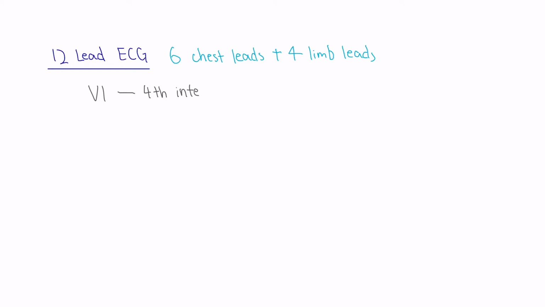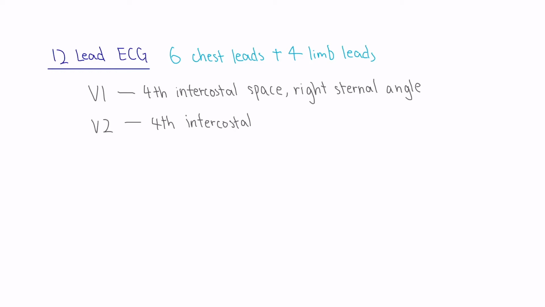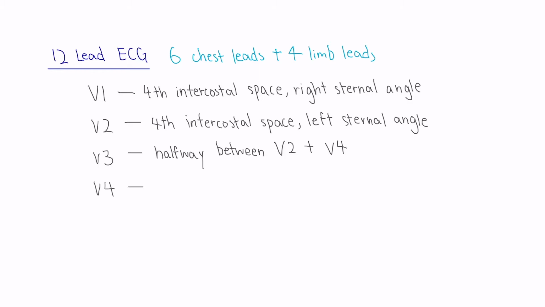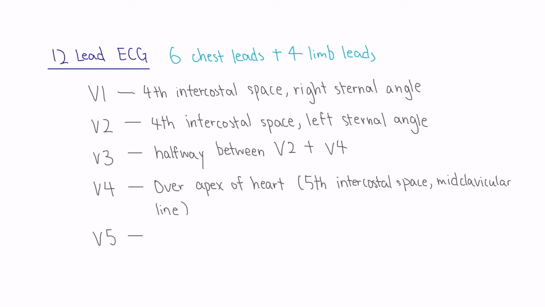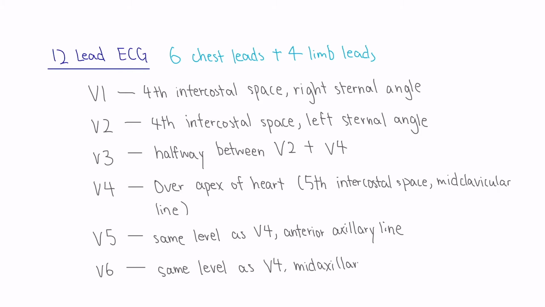V1, 4th intercostal space, right sternal angle. V2, 4th intercostal space, left sternal angle. V3, halfway between V2 and V4. V4, over the apex of the heart, 5th intercostal space, mid-clavicular line. V5, same level as V4, anterior axillary line. V6, same level as V4, mid-axillary line.